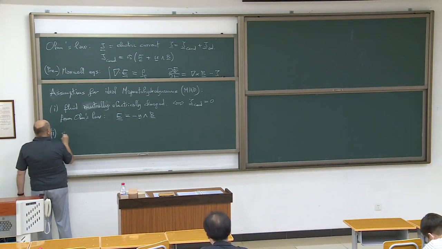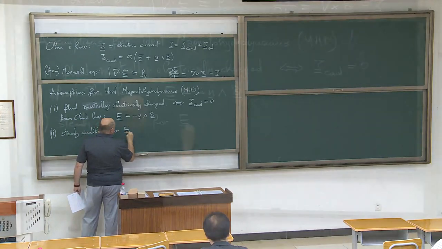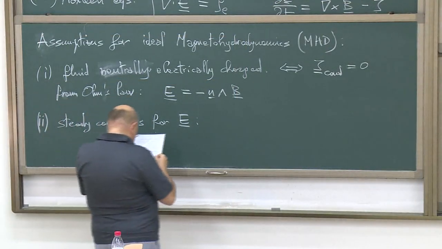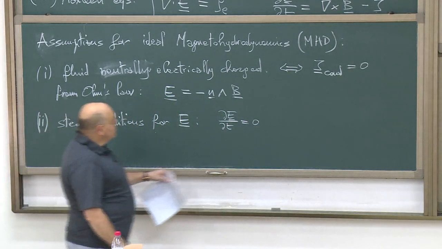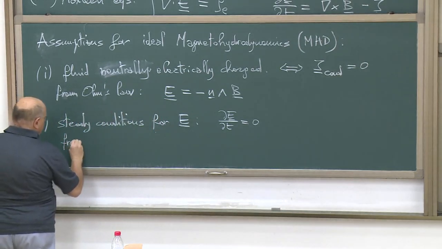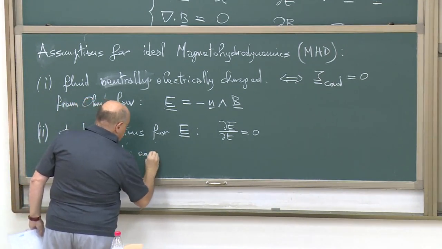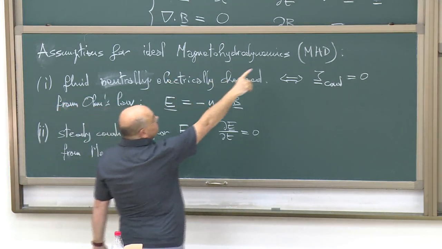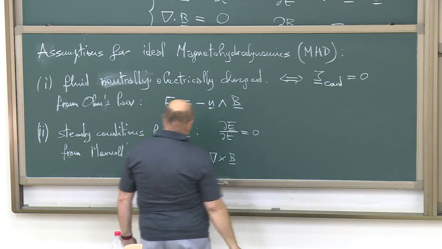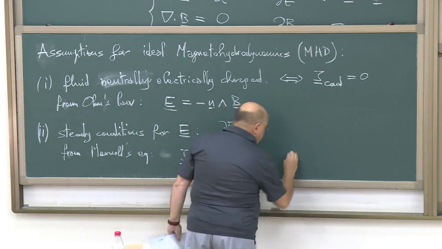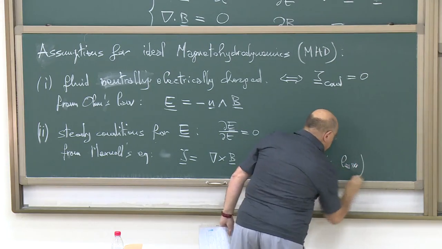The second assumption is a steady condition for E. If E is steady, that means dE/dt is zero. And so from the Maxwell equation, we have dE/dt is zero, we have J equal to the curl of B. Ampere's law.